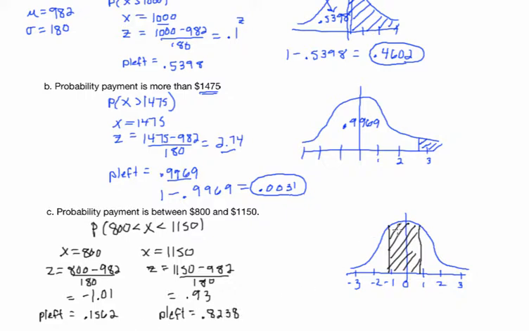So the probability we're to the left of this z-score is 0.1562, about 15%. The probability that we're to the left of this z-score is about 82%. So we just subtract them to find that inner probability or inner area. .6676. My guess of 70% was kind of close.